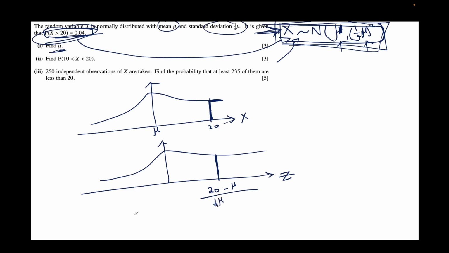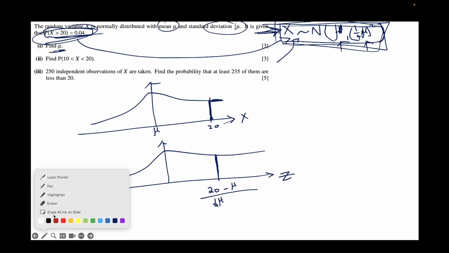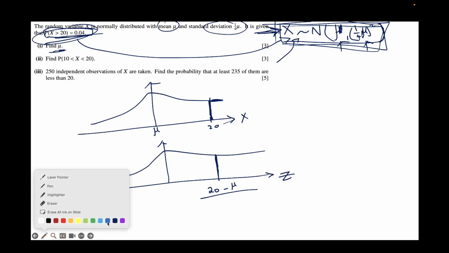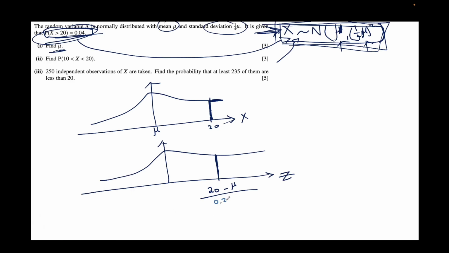If you are so inclined, you can also think about it as 0.25, right? If you don't like fractions over there, you can just make this 0.25. Me personally, I don't mind. But why not? Let's make it 0.25 mu, just like that. And now, we know this is the Z number, isn't it?